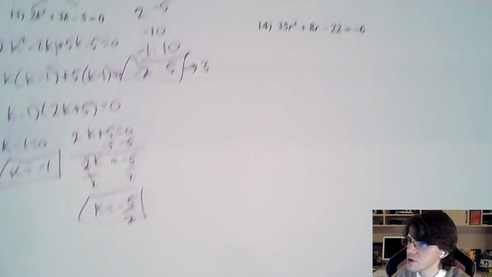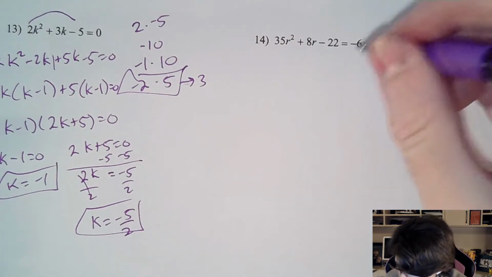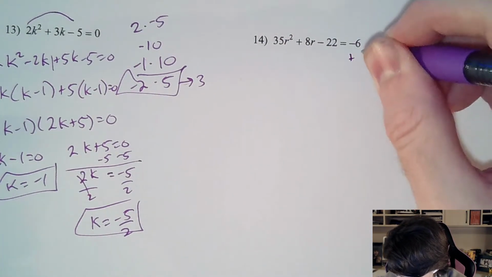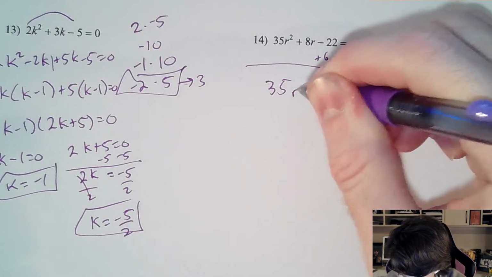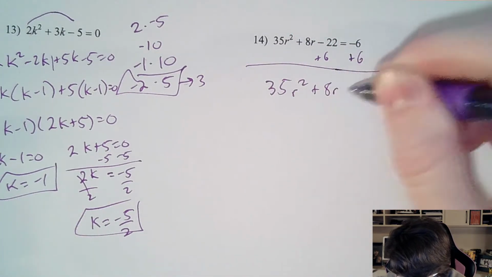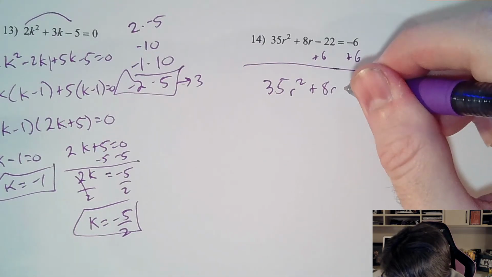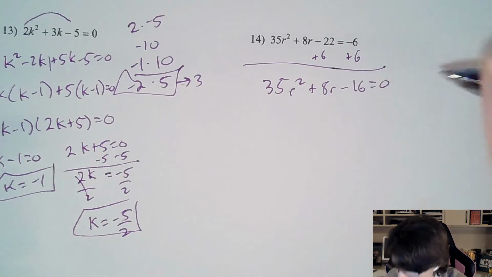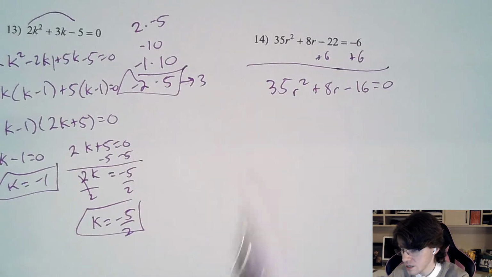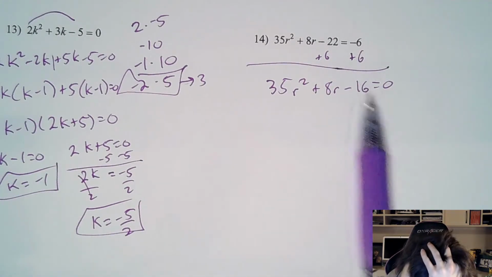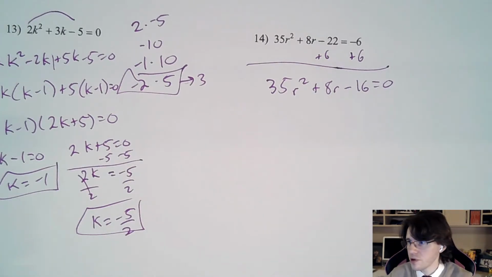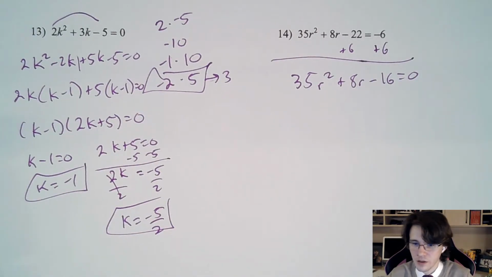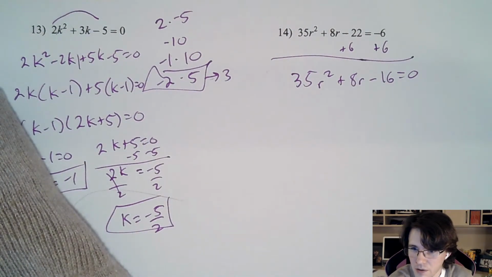Moving along to number 14. This one, man, I'm looking at it in advance, and I am regretting having this problem on here. So we got 35r squared plus 8r, and that looks like minus 16 equals 0, because we have to multiply 16 times 35, and figure out which two things multiply these two guys together. This one is 100% going to be a calculator thing, so let me get a calculator out.